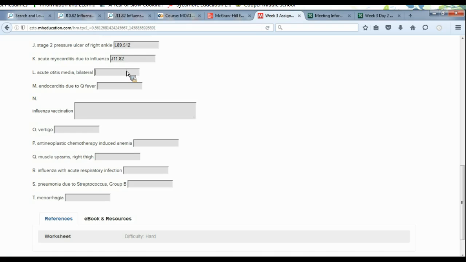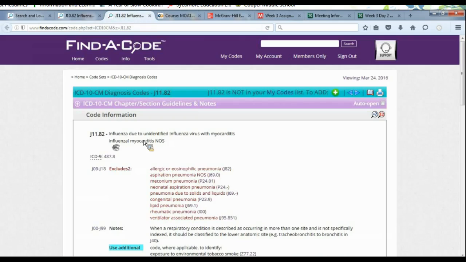And the patient has myocarditis due to the influenza. Okay, but again here, it's an unidentified influenza virus. Whew, try saying that more than once. It is due to an unidentified influenza virus. Okay, so that's why J11.82 is our correct answer.